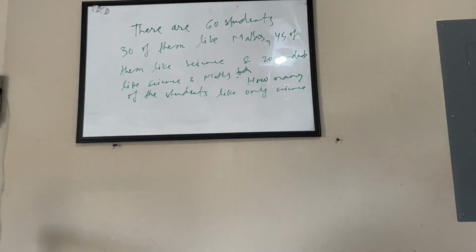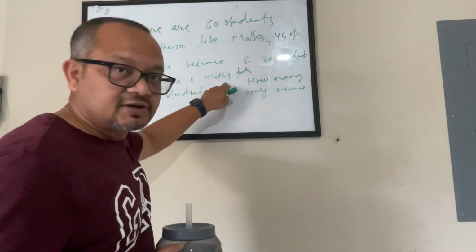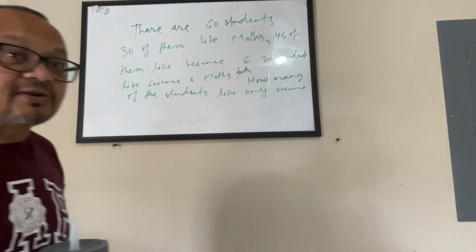Is it 65? How many of the students like only science? So there are a total of 60 students, you will never have more students who like only science than that. So it's 45. 45 of them like science, but that doesn't mean they like only science. There could be some students who like science and also like maths, which I have already told. 20 students like science and math both. So you have to tell me how many students like only science.